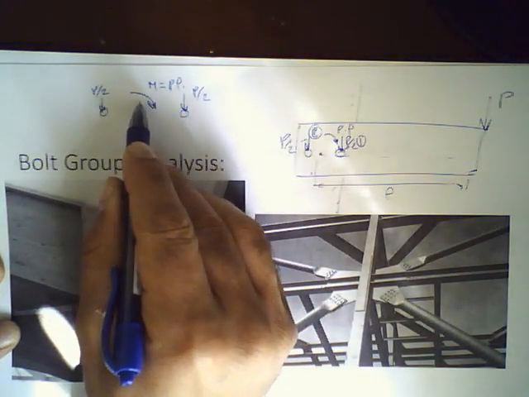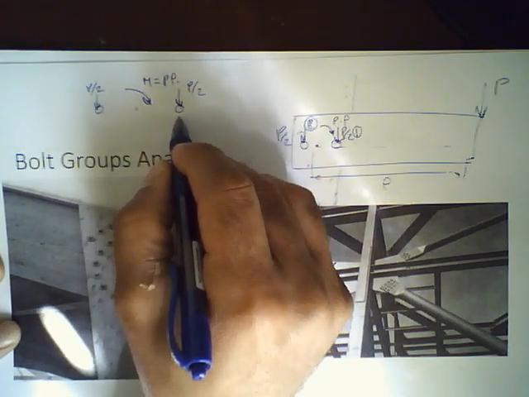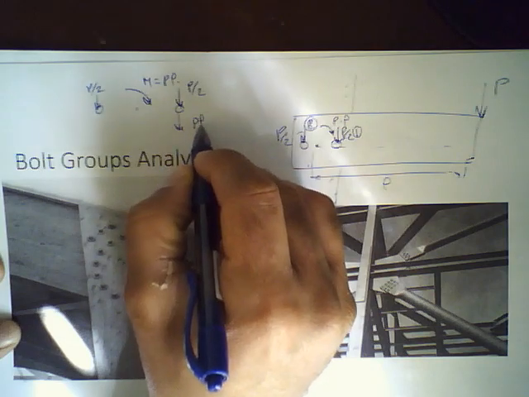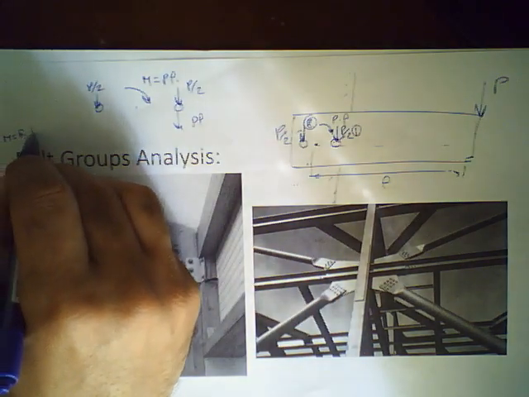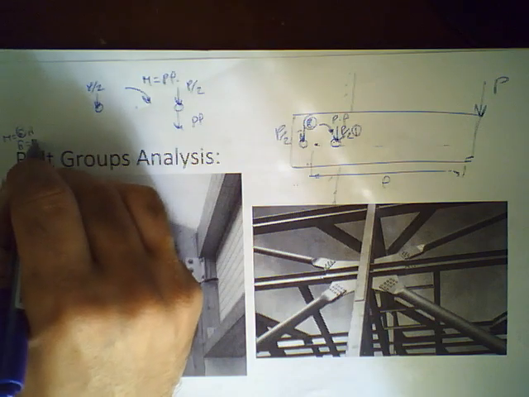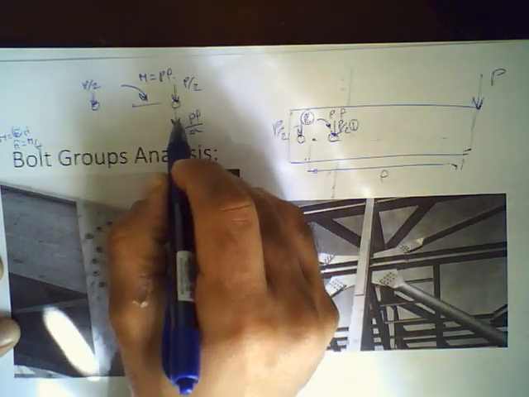So now I want to look at the force contribution of the moment. This moment will basically create that force, right? Moment is equal to force times distance, so the force is equal to moment divided by distance. So it's PL divided by that distance, and I'm going to call that distance A. And this is the direction of the force.